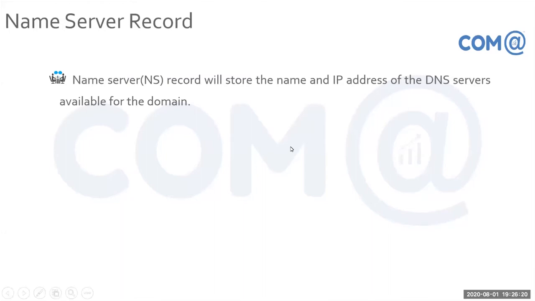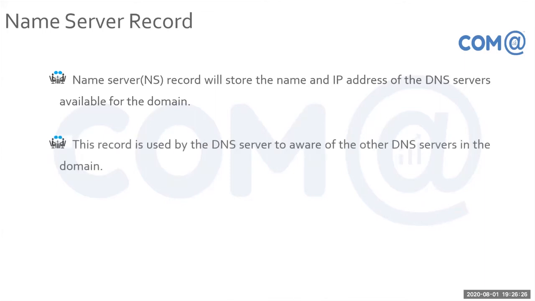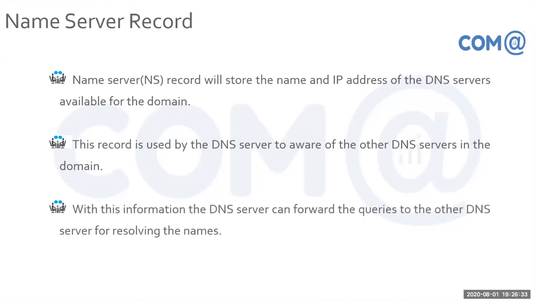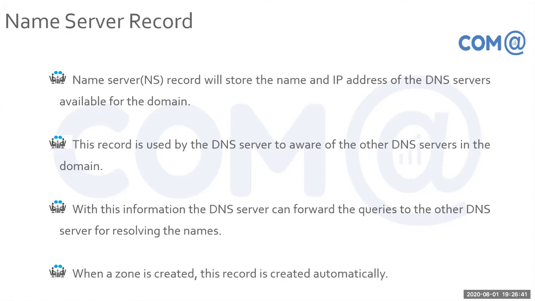And also explaining about the name server record. The name server record stores the name and IP address of the DNS service available for the particular domain. This record is used by the DNS server to be aware of the other DNS servers in the domain. With this information, the DNS server can forward queries to the other DNS servers for resolving the names. And when a zone is created, the record is created automatically.